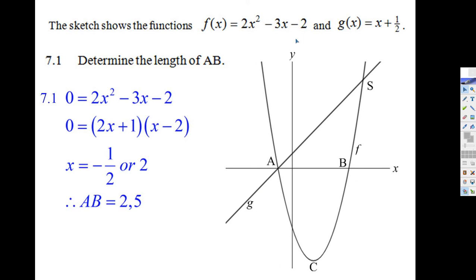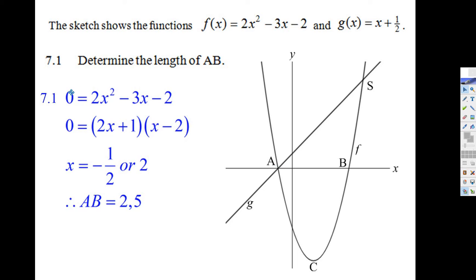Sometimes they give you the equation of the parabola, and then they tell you there's a line g of x, and it's got this equation: y equals x plus a half. Well, when x is 0, y is a half, so I know that must go through there at a half. Okay, but the first question they ask is determine the length of AB. Well, you've got to know that A and B, when you're looking at this parabola, are x-intercepts.